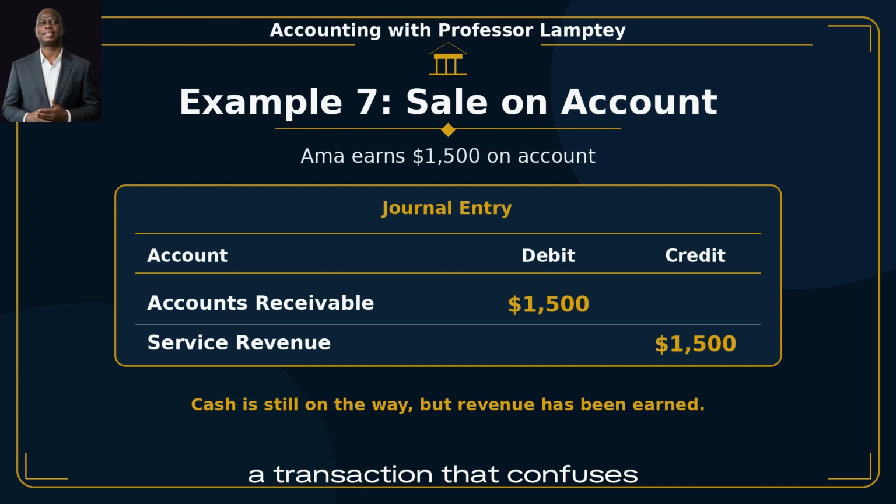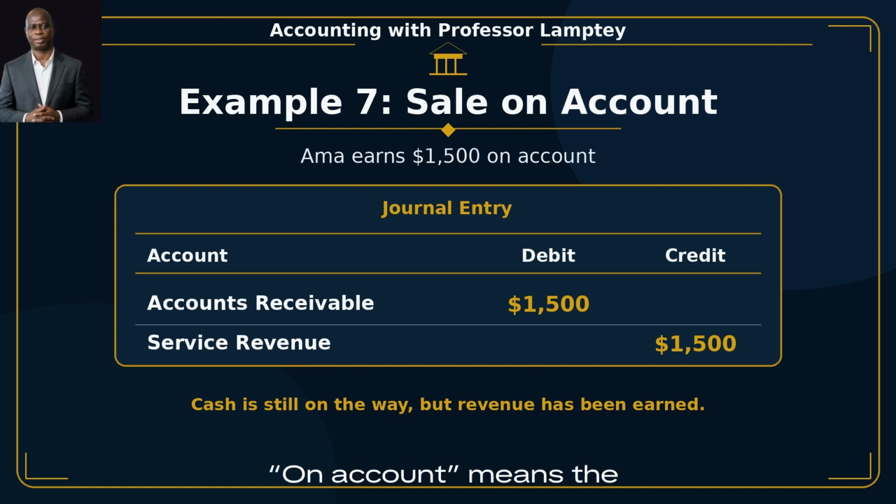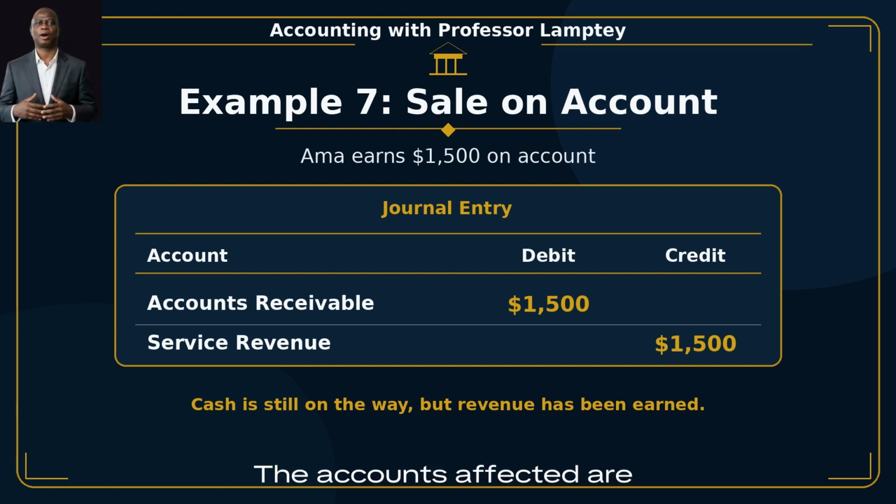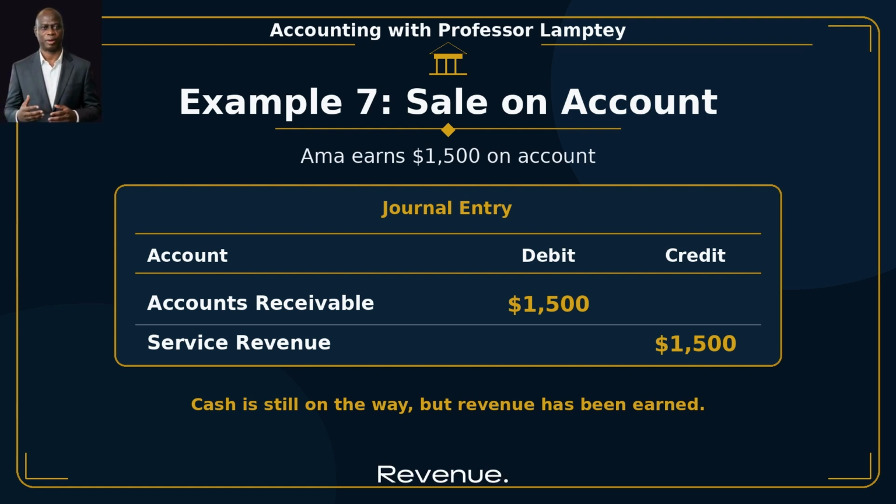Now let's look at a transaction that confuses many beginners. Amma provides catering services to a customer and earns $1,500 on account. On account means the customer has not paid cash yet, but Amma has already earned the revenue. The accounts affected are accounts receivable and service revenue.